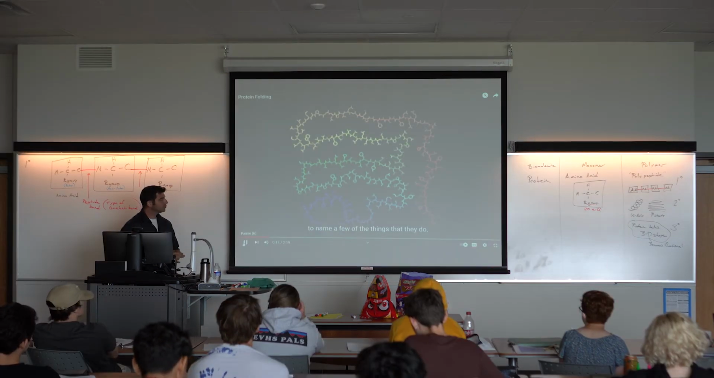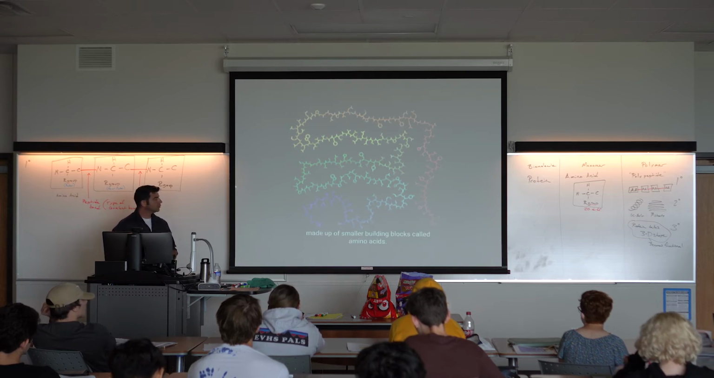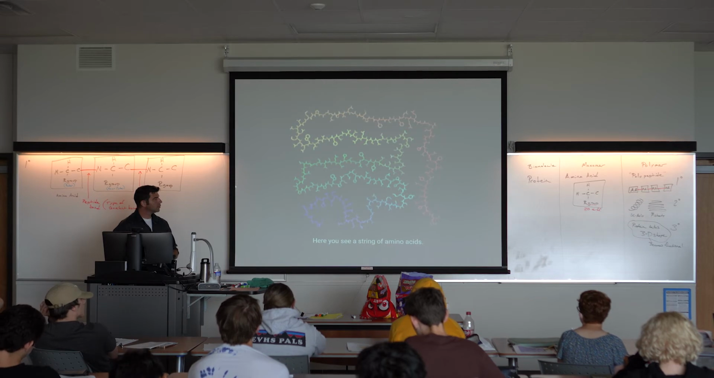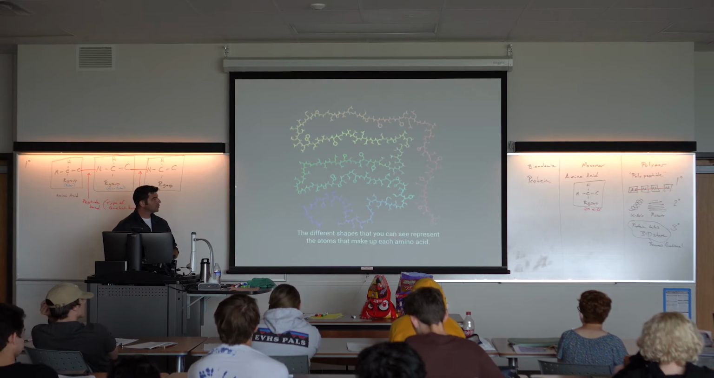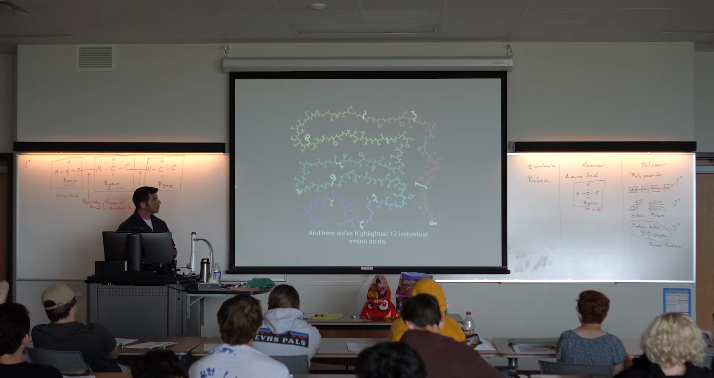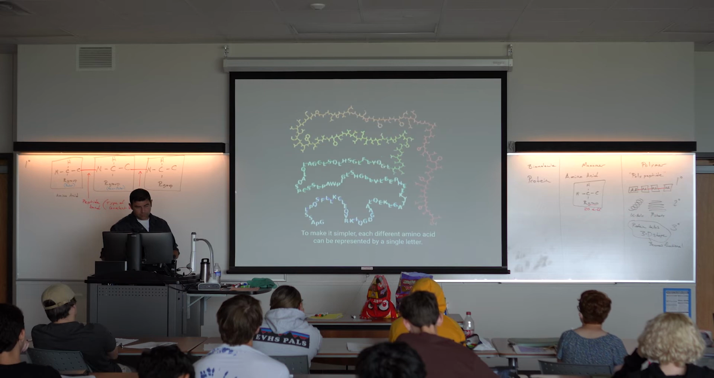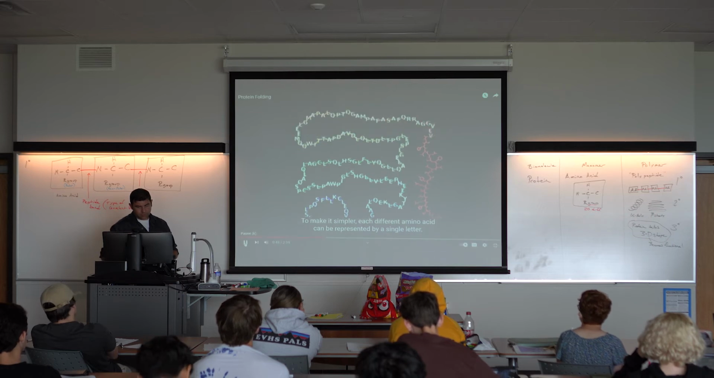Name a few of the things that they do. But maybe the most interesting thing is that these protein building blocks are themselves made up of smaller building blocks called amino acids. Here you can see a string of amino acids. The different shapes that you can see represent the atoms that make up each amino acid. And here we've highlighted 12 individual amino acids. To make it simpler, each different amino acid can be represented by a single letter.